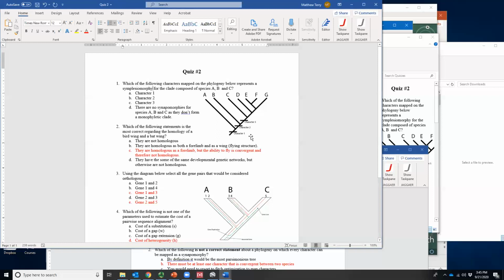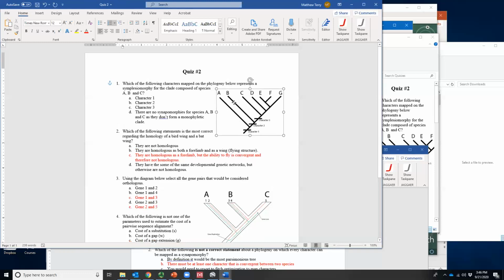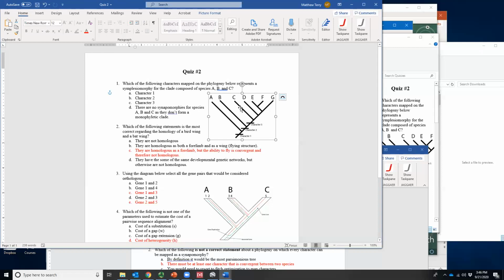So if we were to have a simplesiomorphy for A, B, and C, it would need to be something that was gained in an ancestor, but then lost in one of the descendants. So for any simplesiomorphy, you would have to map the character on there in 2 places. For instance, if we had a character that was gained in the ancestor of A, B, and C, but then C lost that trait, then that would be a simplesiomorphy. But we'd have to have a character mapped on there twice to qualify. So that's why it's a bad question.